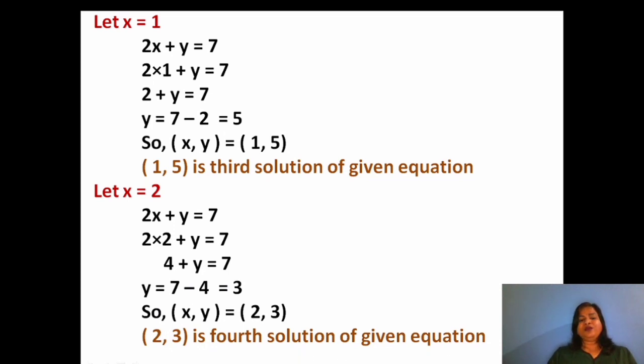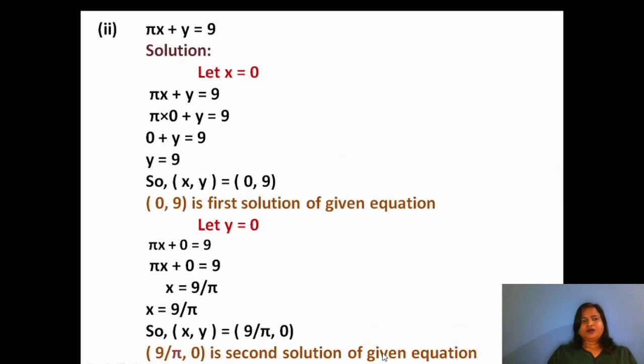So we have calculated 4 solutions of the first equation. Now this is our second equation, pi x plus y is equals to 9. Now we start the solution. In this equation, we have assumed x is equals to 0. Now we will put the value of x in this equation, pi x plus y is equals to 9.